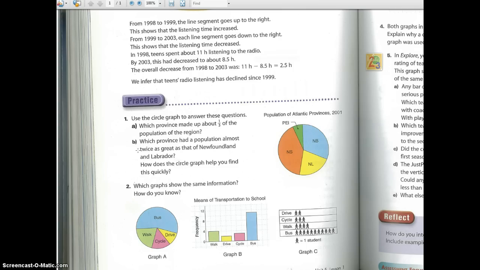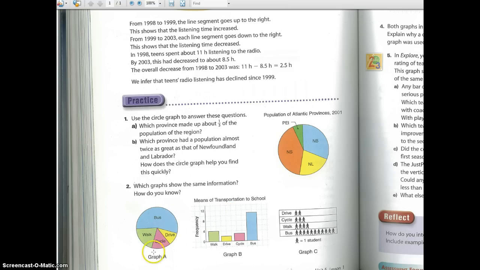All right, I hope you paused it, and I hope you got that question. Let's look at question number 2 now. It says, which graphs show the same information? How do you know? So there's 3 graphs here. This one, circle graph, we know that one. This one is a bar graph, we learned about that. This one is a pictograph. It's quite similar to a line graph. And it's pretty easy to understand.